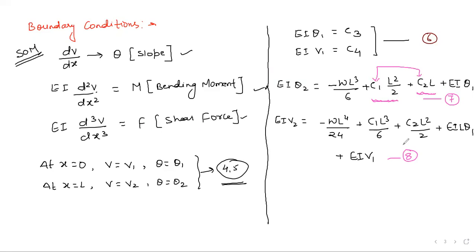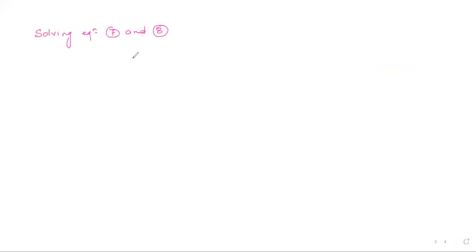In this equation we have C1 and C2 again. So we have 2 equations and 2 unknowns. Can we find C1 and C2? By using equation number 7 and 8, we are going to find C1 and C2. What I am doing is sending the C1 and C2 terms to one side and the other terms to the other side. Similarly, for equation number 8 also, I am going to do the same so that the calculation will become easy.